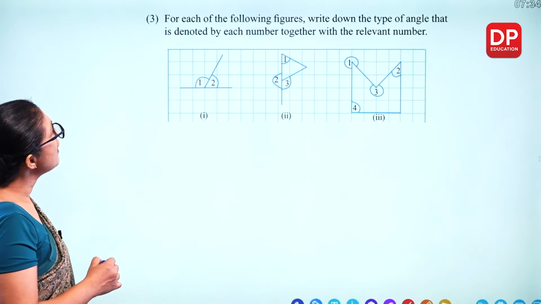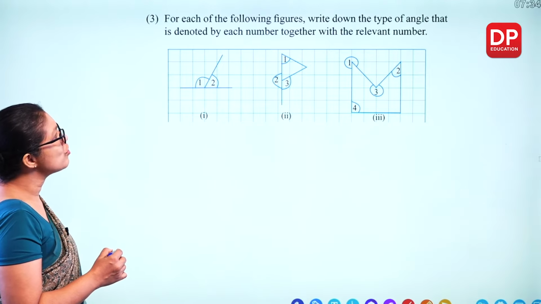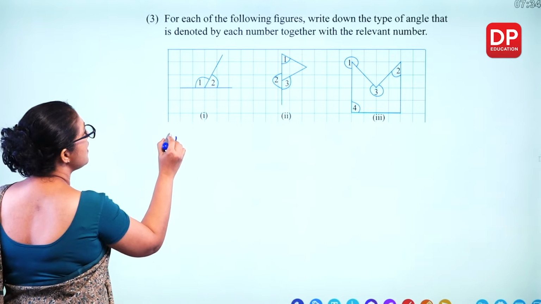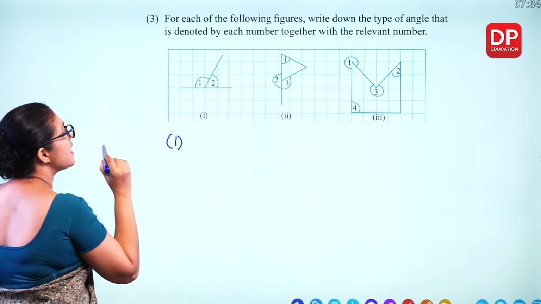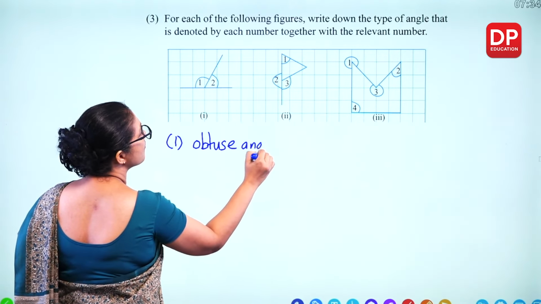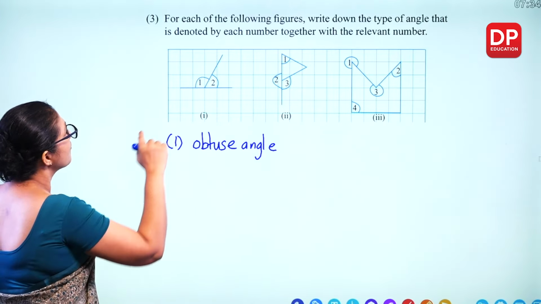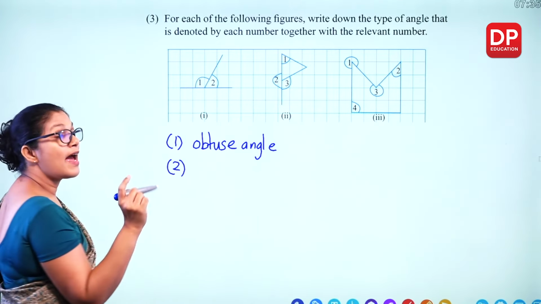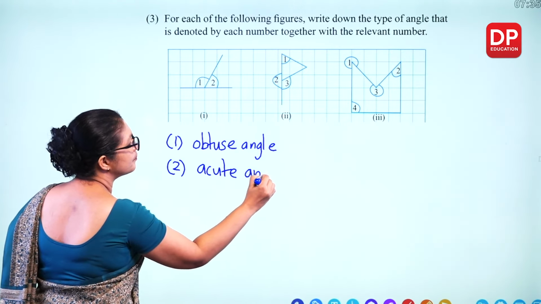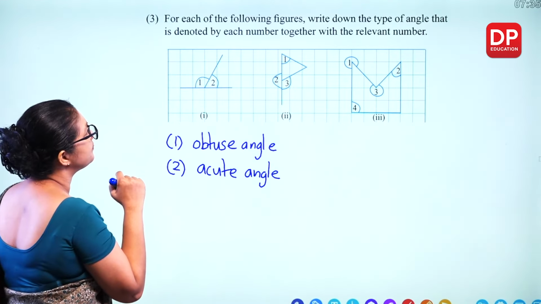Question number 3. For each of the following figures, write down the type of angle that is denoted by each number together with the relevant number. So again, same thing. This is more than a right angle, that's an obtuse angle. Two, smaller than a right angle, that's acute. That's in the first one.